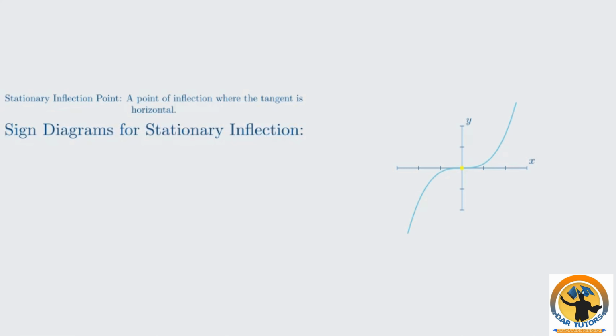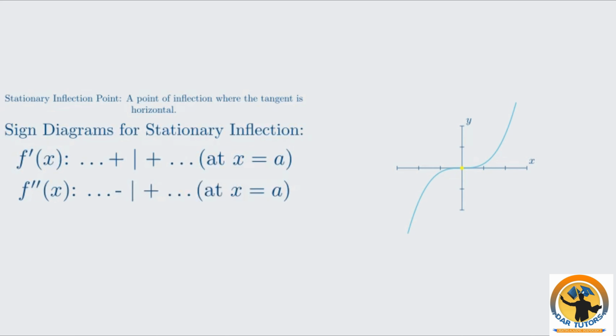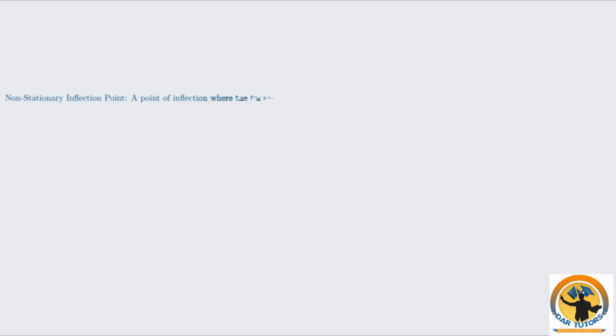The sign diagram for the first derivative would show no change in sign, while the sign diagram for the second derivative would show a change in sign. If the tangent at the point of inflection is not horizontal, meaning the first derivative f prime of a is not 0, we call it a non-stationary inflection point. Here, the curve changes concavity, but the gradient is not 0. The tangent line is sloped.